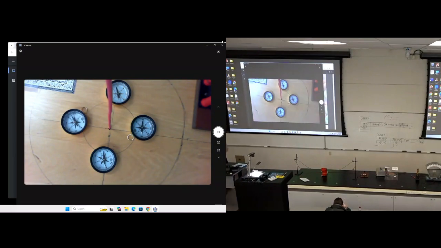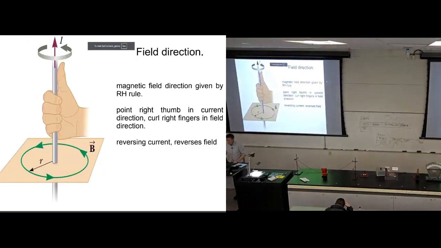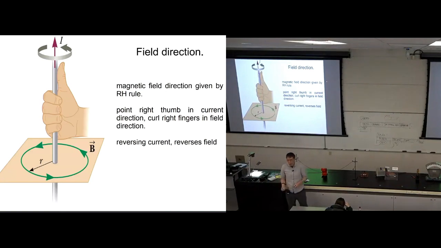I'll go back to the slides. And I've got 2 slides, one a rule about the direction of the magnetic field, the loops around the wire, and one a rule about the size of the magnetic field, the strength of the magnetic field in the neighborhood of the wire. This one's for the direction of the magnetic field.